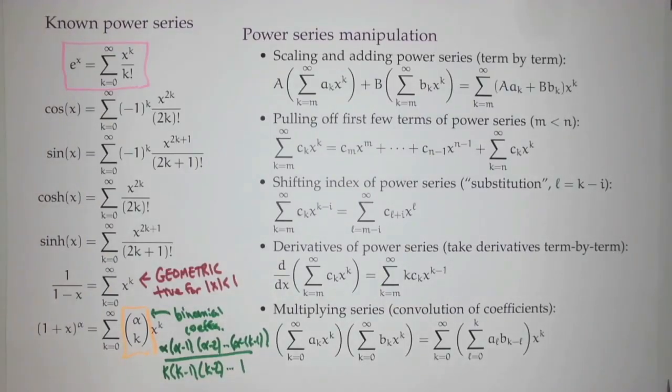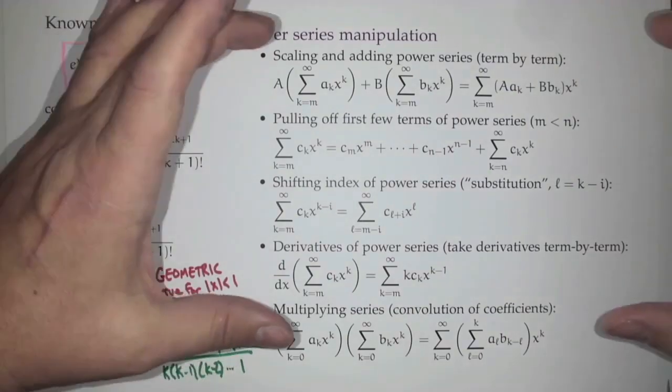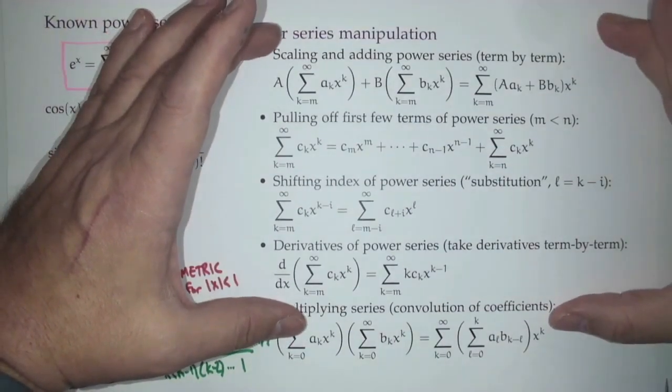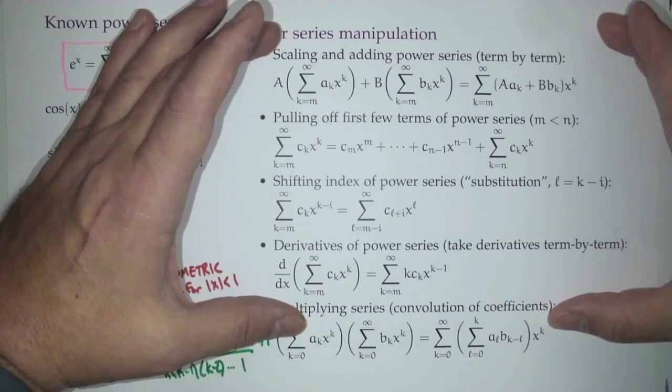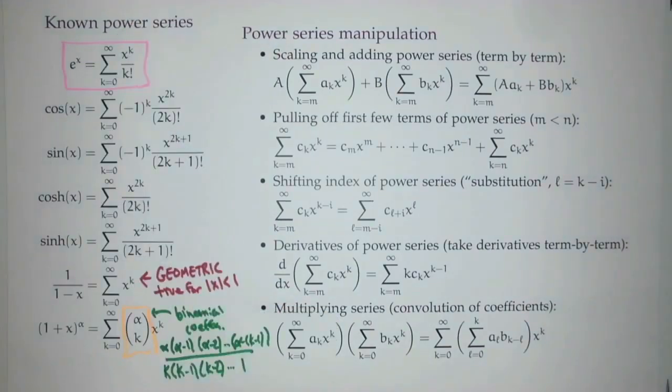Okay, so those are known power series. But as I said, we're sort of dealing with the unknown. And what we need to do is get comfortable with doing certain operations. And so the real important part of this slide, I would say, are these first 4 bullet points. If you can do these first 4 bullet points, you're going to be in pretty good shape. Ideally, you should be able to do more than that, but let's start with that.